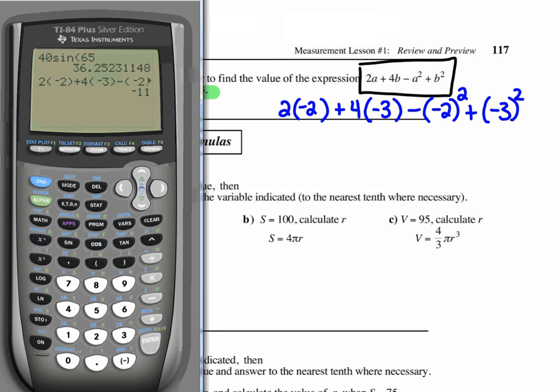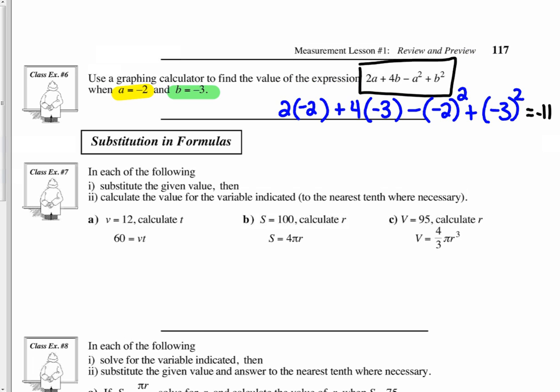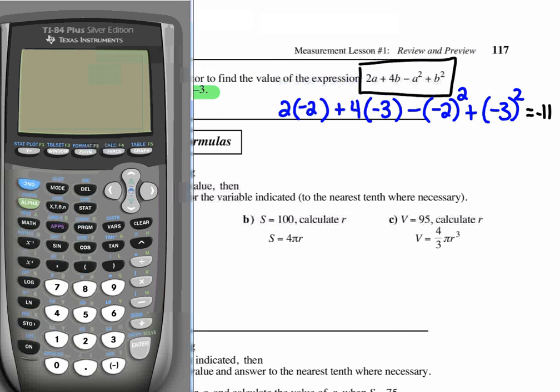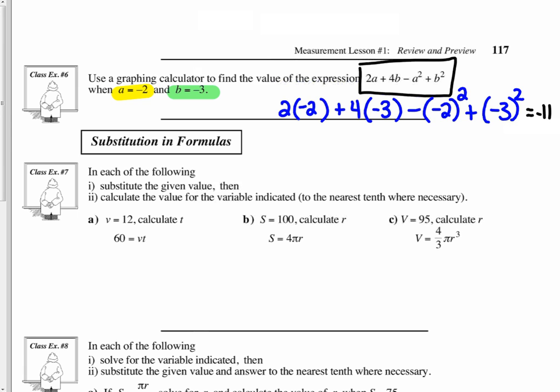Good. Okay, so here I'm going to show you how to use your calculator to also sub a different way. We can actually store letters as numbers. How do we do that? Well, if you look at your calculator, there's a store button. It says STO, and it's right above the on button. Do you see that button? Yeah. First you have to type in the number you want to store. So let's start with A. A is equal to negative 2. So I want you to write negative 2, and then push the store button, STO.